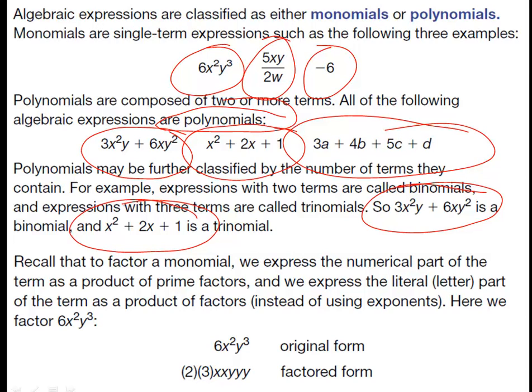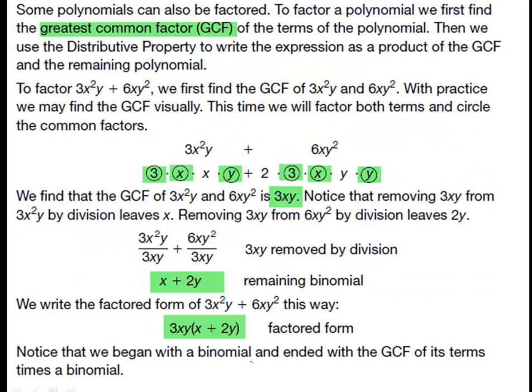You recall that when we take a monomial and we factor it out, we do our factor trees. You remember this. 6 factored out is 2 times 3, and x squared is x times x, and y cubed is y times y times y. You know how to do that. By knowing how to do that, it's going to help us factor out our polynomials. So let's practice it first before we do that.